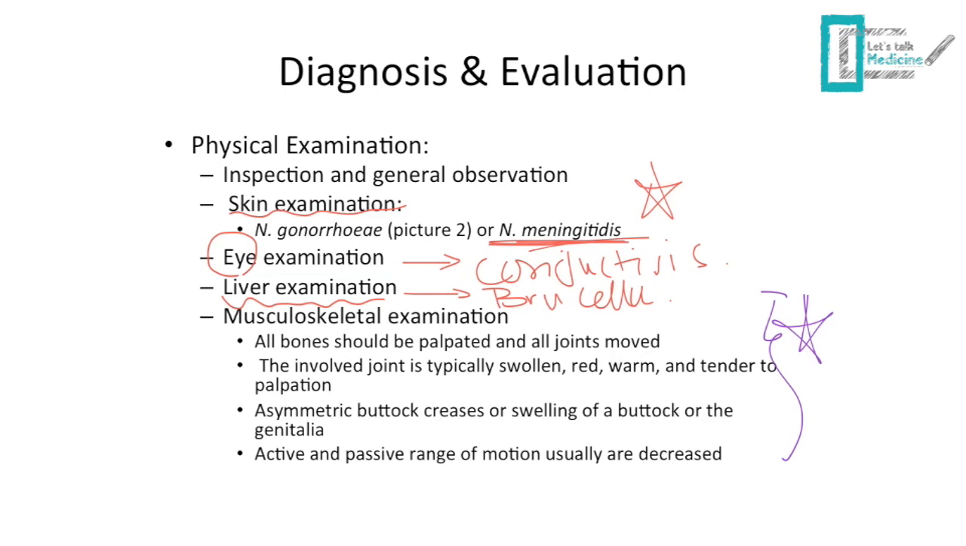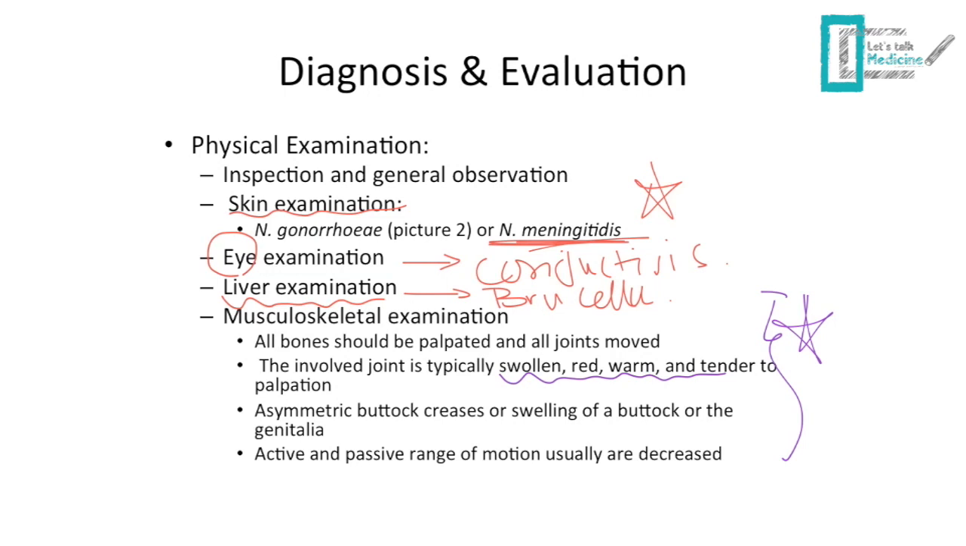So when you check the affected joint, you should also check the other joints and the other bones, if they are movable or not. Usually the involved joint will typically have erythema, edema, and warmth or high temperature, and be tender on palpation.